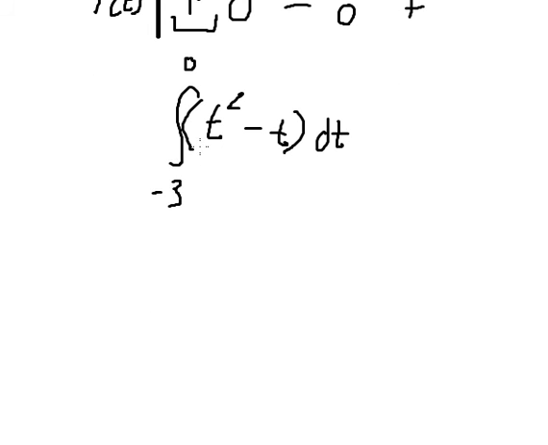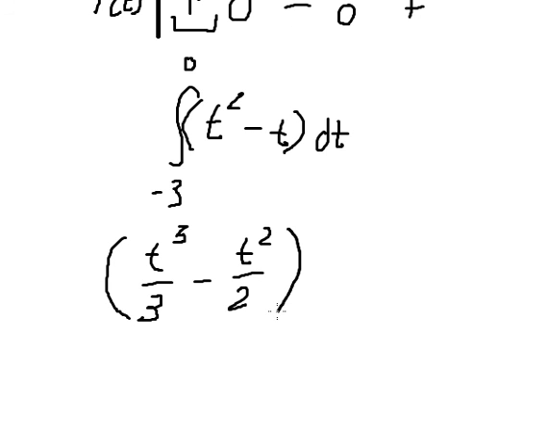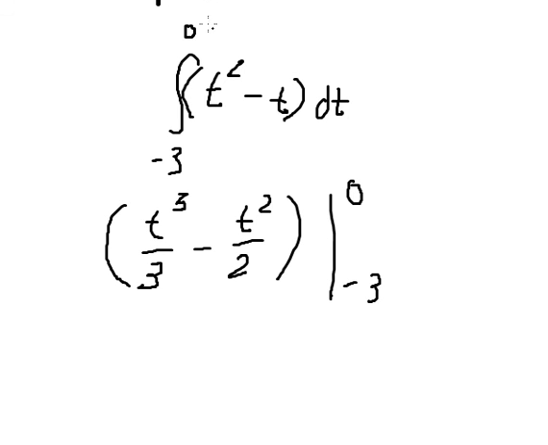And now we can get the final answer. The integration of t squared, we have t to the power of 3 over 3. The integration of t, we have t squared over 2. And we put the bounds from negative 3 to 0.